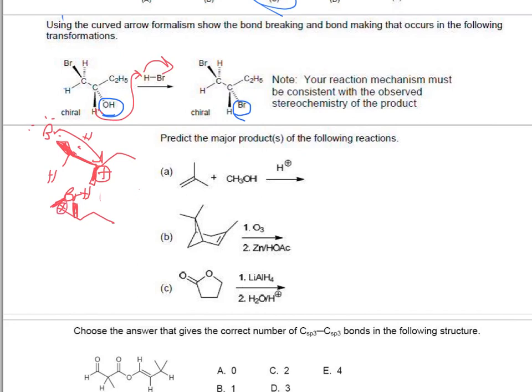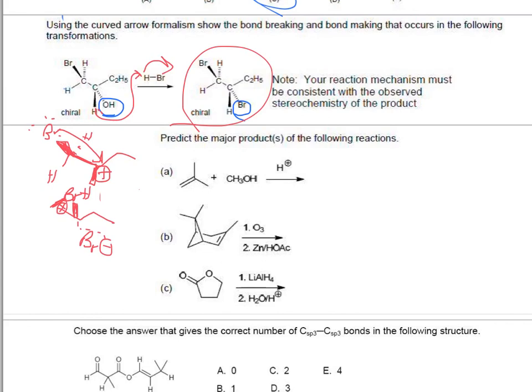And that would block one of the faces of the bromine, and so your incoming Br negative has to come from the bottom, and that would give you the chiral product. That's it. Simple enough. All right, let's go forward.